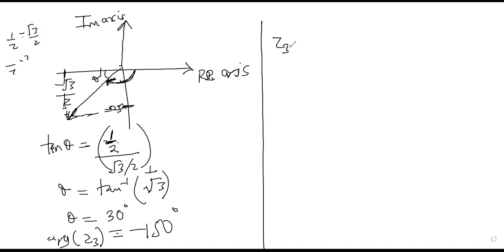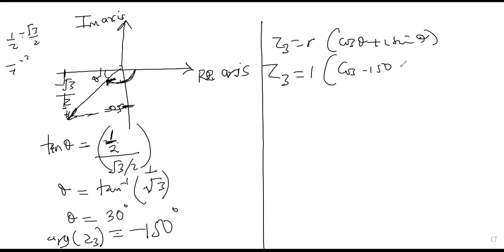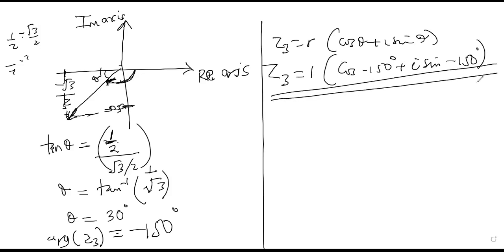Implying that from Z3 is equal to R into cos theta plus i sine theta, our Z3 is going to be equal to R, which we had gotten as 1, then cos negative 150 degrees plus i sine negative 150 degrees. So that is how we get the modulus argument form of that particular case.